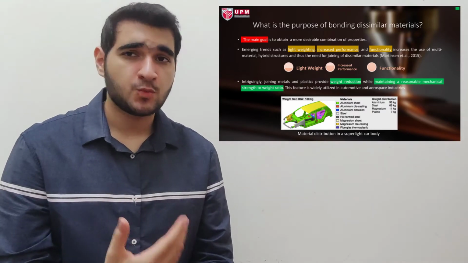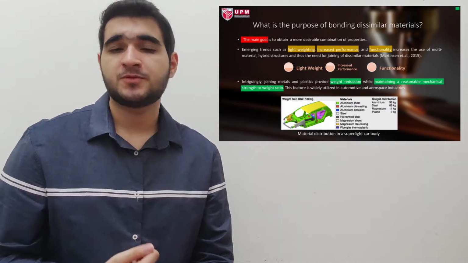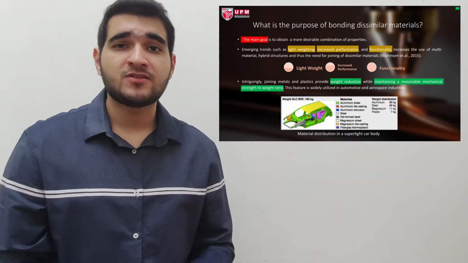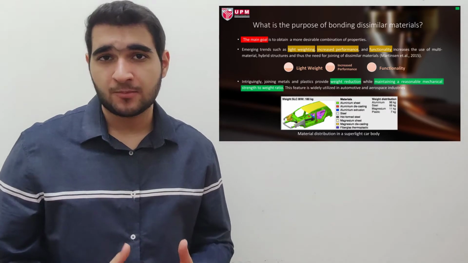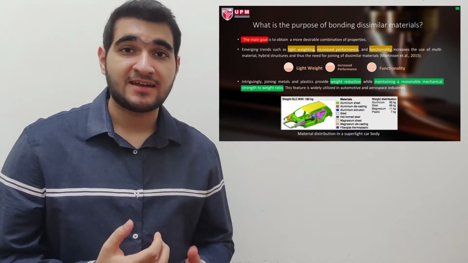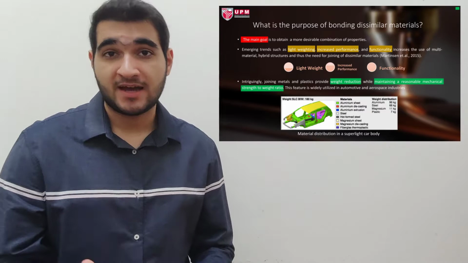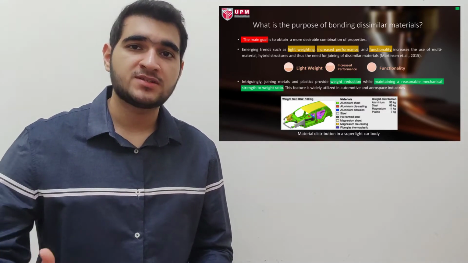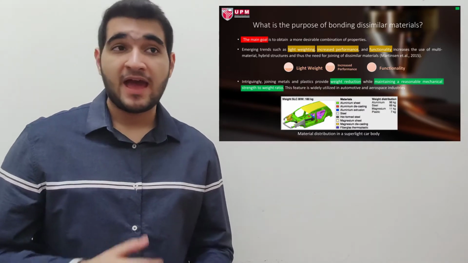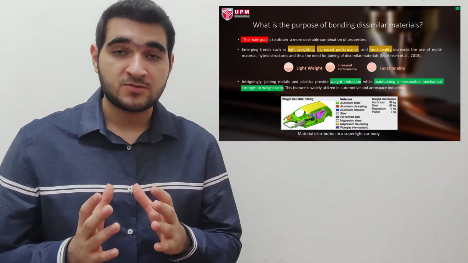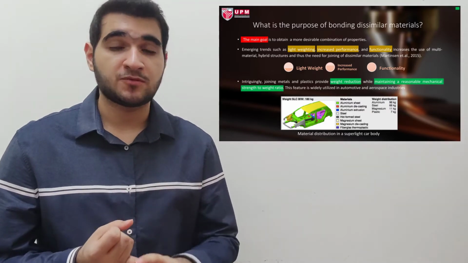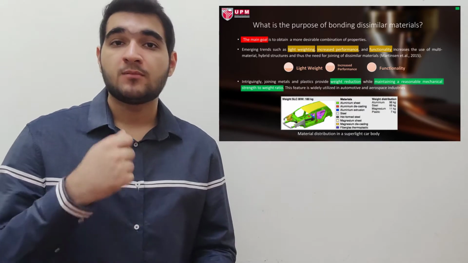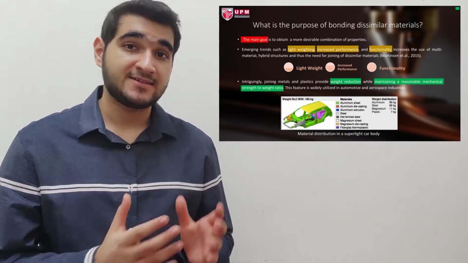So now that we've established what dissimilar materials are, we're going to talk about the purpose of joining them. Because these materials are different from a core perspective, they're naturally quite challenging to bond together. However, there are some key aspects that give us the motivation to pursue this idea. First off, the main goal here is to obtain a more desirable combination of properties. And alongside that, nowadays we have emerging trends such as increased performance, lightweighting, and functionality, which demand the use of multi-material hybrid structures like dissimilar materials.